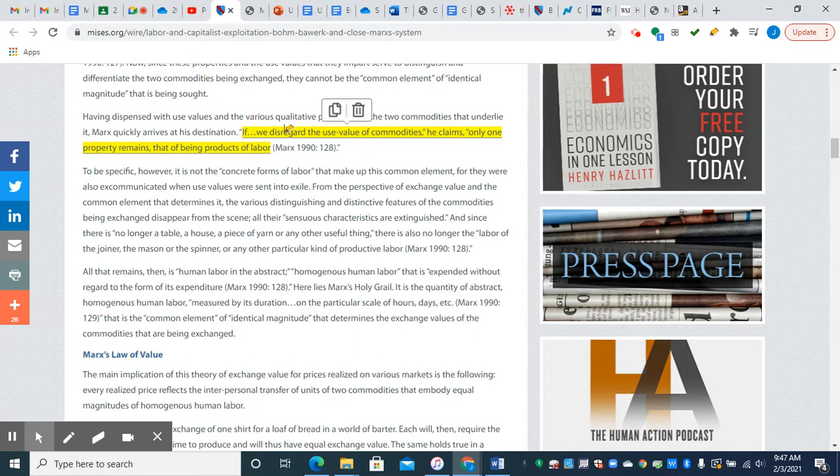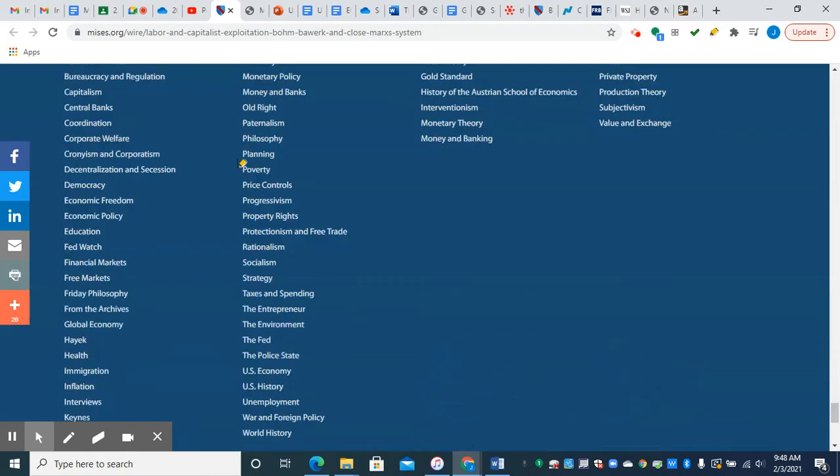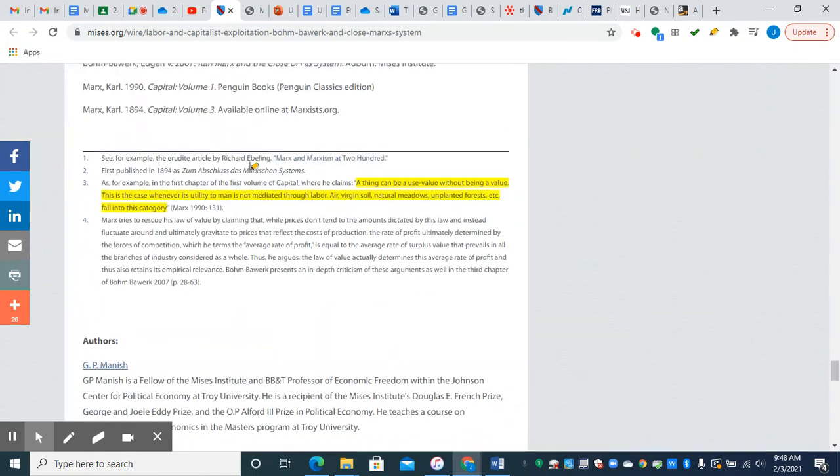But now he says we're going to disregard the use value of commodities, and he says the only thing that we're left with, the only thing that is common between commodities, is that they're products of human labor. Okay, so he arbitrarily says, don't look at these other things that are common between products. Instead, just look at human labor. So he assumes the conclusion that he wants to prove, and you can't logically do that. Another problem, got a quote from Marx down here.